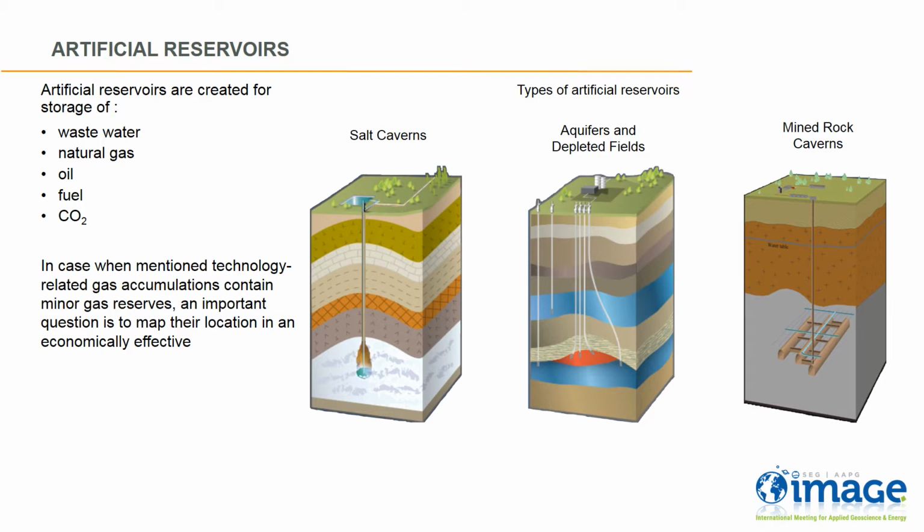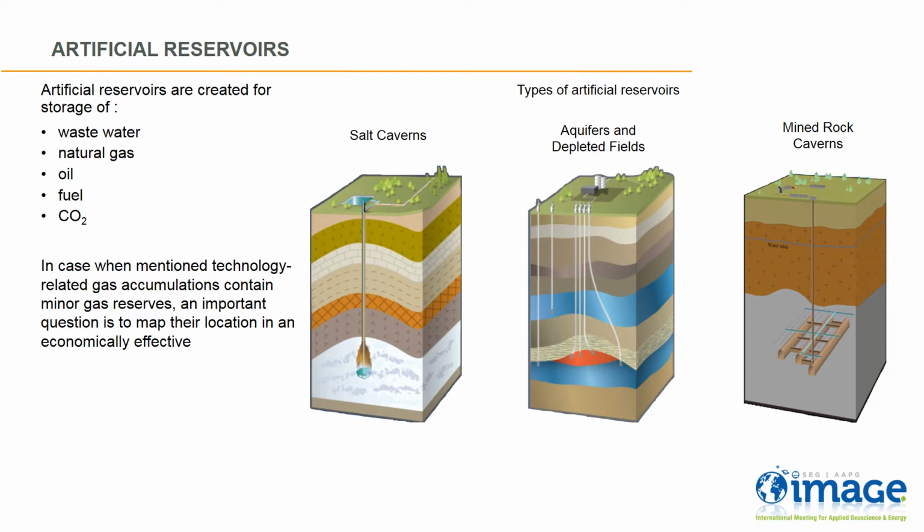There are three main types of artificial reservoirs, which are mainly used for storage of natural gas. These are those created in massive salt beds, within aquifers, and in depleted fields, as well as in voids of mined rock caverns. Artificial reservoirs can also be used for storing wastewater, CO2, oil, and other types of fuel.